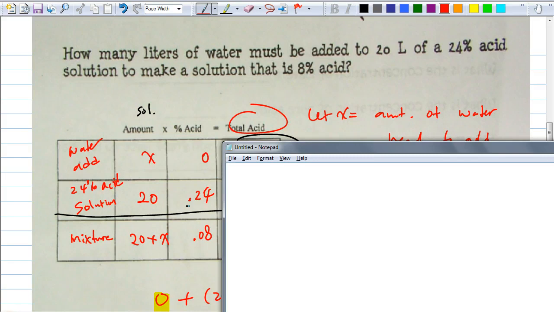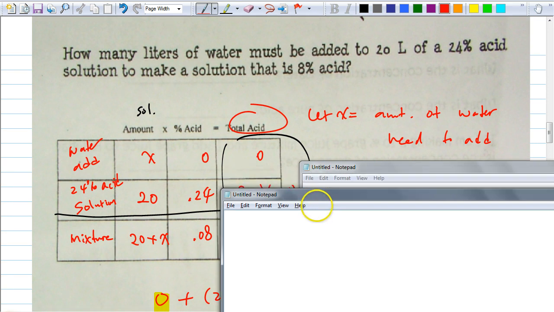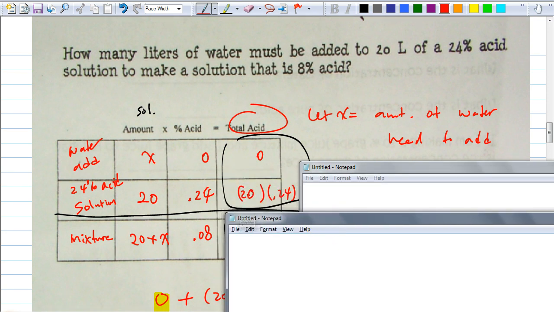Now, do we know how to calculate how much acid we have in the water? In the water, there's 0% acid, so how much acid do we have from the water? 0. How much acid is coming from our original acid solution? 0.24 times 20. What about from the mixture? Just like before, if you had 20 plus X amount of the mixture and you want 8% of this, how much acid? Owen? 0.08 times 20 plus X. Yeah. Say it again? 0.08 times 20 plus X. That's right.